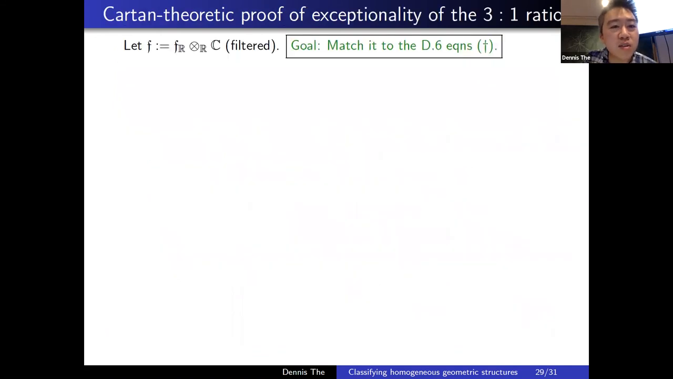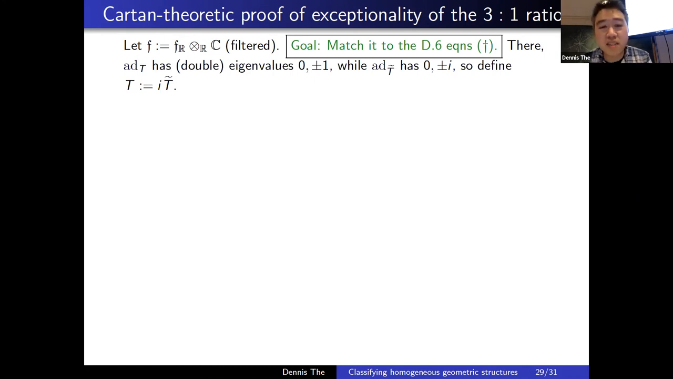Okay, so how does this Cartan theoretic proof work? Let's take the Bohr-Montgomery description, and then let's complexify. This has a filtration, so this induces a filtration over here. And so the goal now is to match it with the D6 equations. It has to be there, right? If the theorem I stated before is true, it has to have some realization in terms of this Cartan theory description. And the key is to look at these eigenvalues. So you have these double eigenvalues, 0 plus or minus 1.